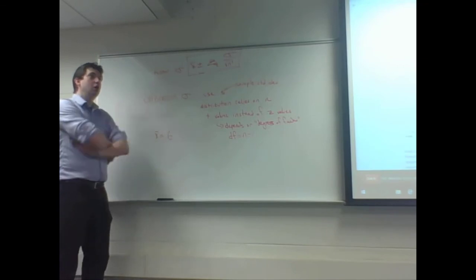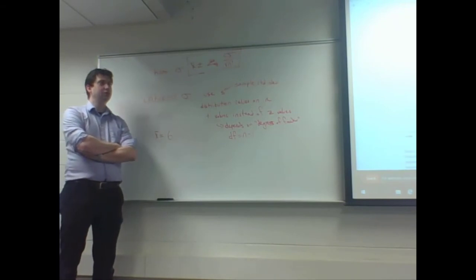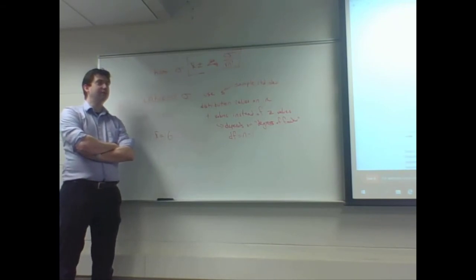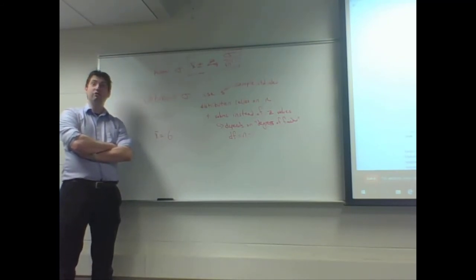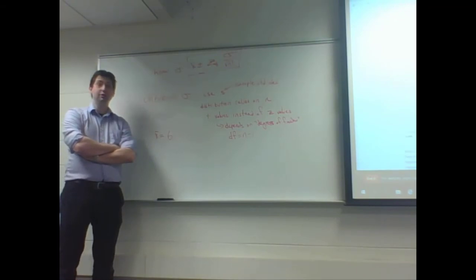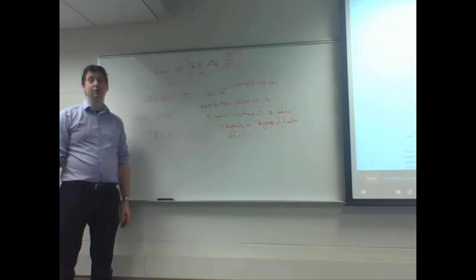Well, could I be thinking of 0, 6, and 12? Would that give us an average of 6? Yeah, that would give us an average of 6, right? Is that the only combination that I could be thinking of? How many combinations of numbers are there for me to be thinking of that gives me an average of 6?